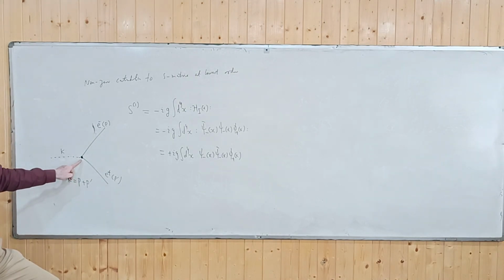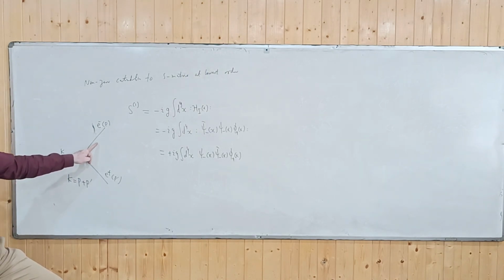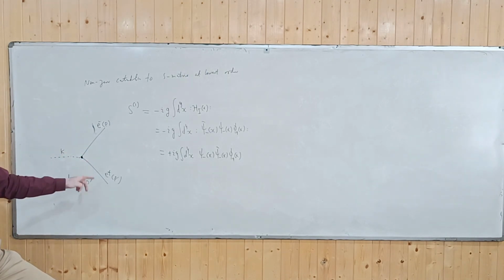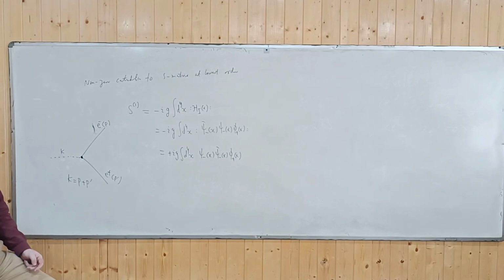So this vertex will simply define the interaction of the process. And I am having fermions. They are fermion and antifermion. They are actually outgoing particles.